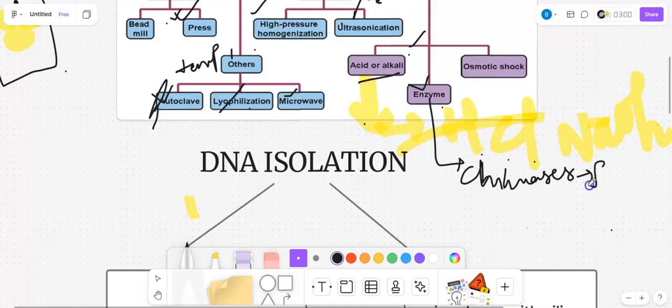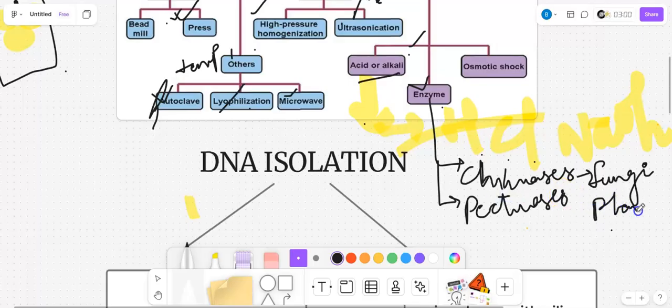Where is chitin found? In fungi. So to break the chitin in fungal cells, we will use chitinases, because even with extreme pressure, sometimes these cells do not break. Another one is pectinases. Some bacteria and plant cells have pectin, so to break these plant cells we also use pectinases.